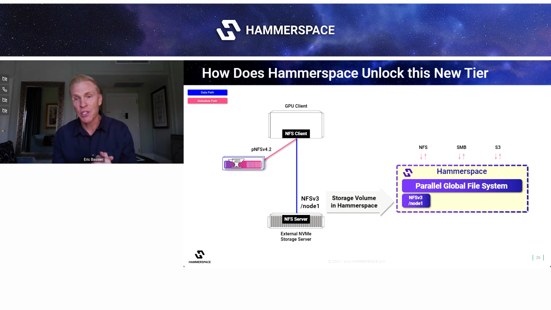It's the mount point, let's say NFS v3 node 1. It's a storage volume within Hammerspace. At this point, you can read and write data. You can access the data using standard industry protocols, NFS, SMB, and S3. And you can also set data protection and data orchestration policies to be able to automate the protection of the data that's in that volume and the movement of data that's in that volume.